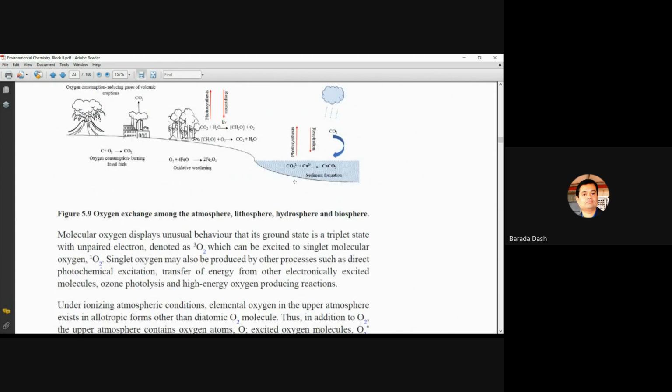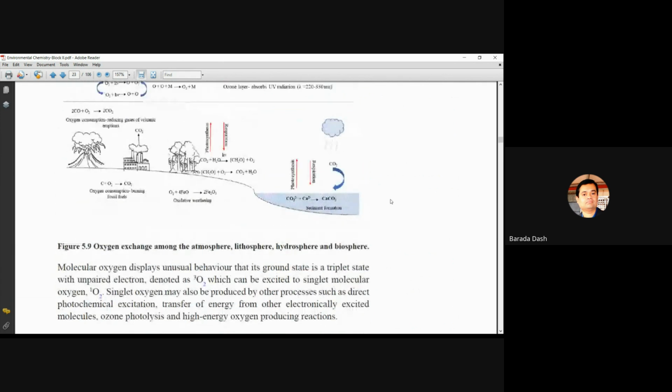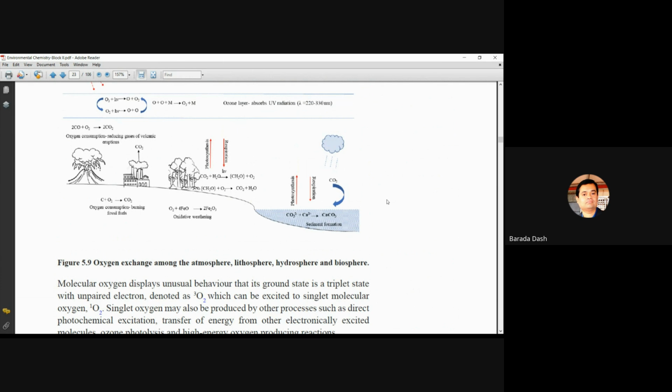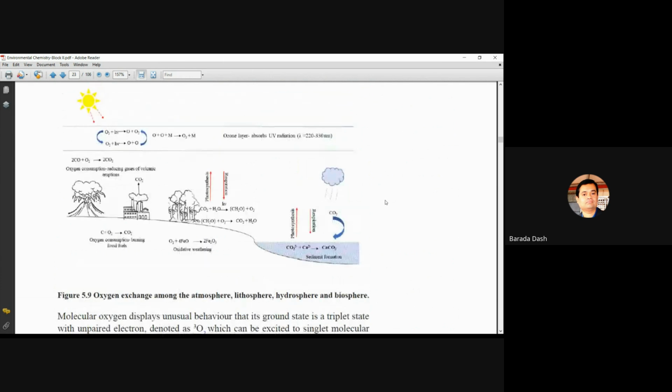Then photosynthesis and respiration: photosynthesis takes in carbon dioxide and produces oxygen, and respiration produces carbon dioxide. Carbon dioxide then goes to the water, is solubilized, and reacts with calcium to produce calcium carbonate. Although it is a very slow process, this is how there is a balance of carbon dioxide molecules and oxygen molecules in the atmosphere.